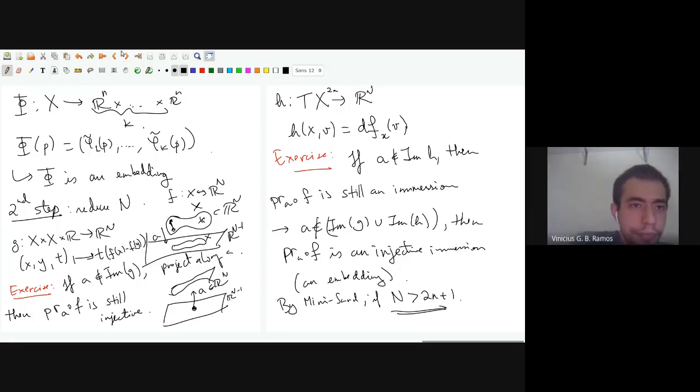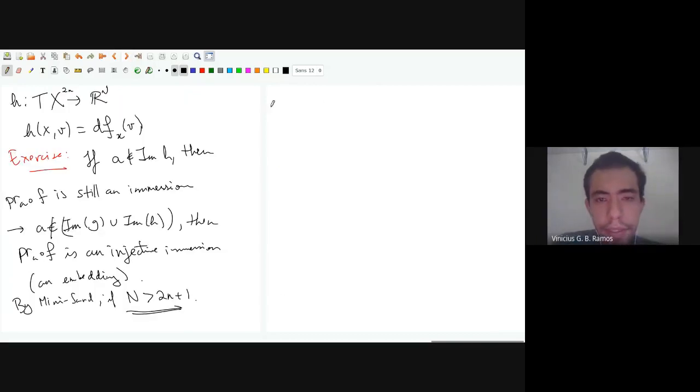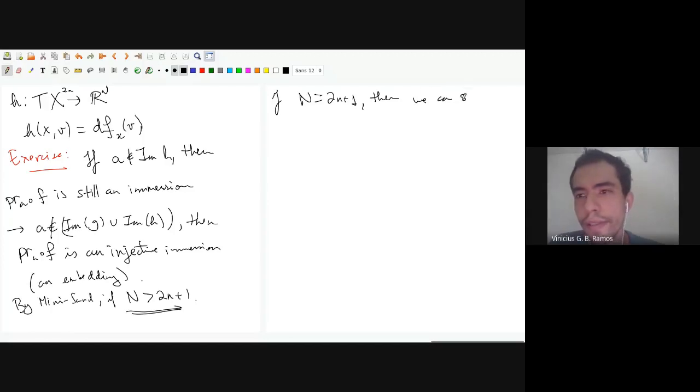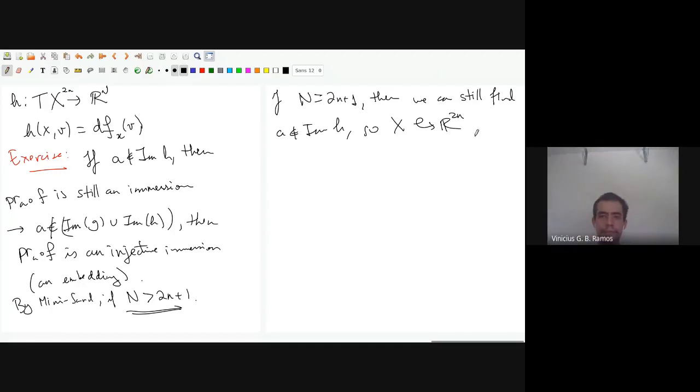So if N is equal to 2n plus 1, then we can still find an A which is not in the image of H. So X still immerses into R2N. Okay? Okay, so this is the easy Whitney embedding theorem.